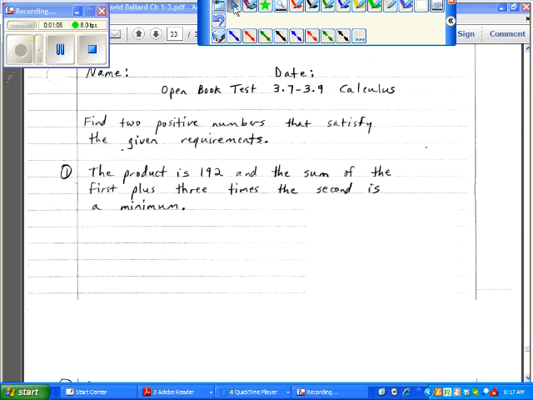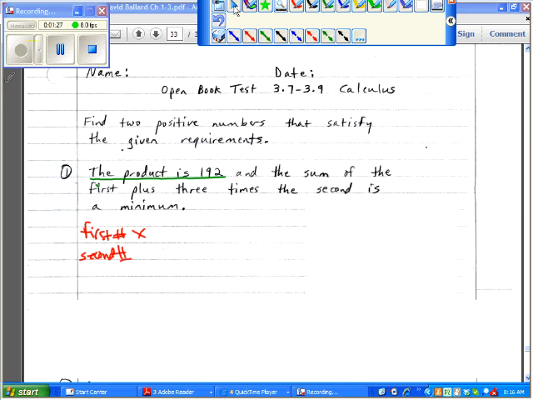It says find two positive numbers that satisfy the given requirements. It says that the product is 192. So we're just going to assign variables to them. We're just going to call one of them the first number, and we'll call that x, and we're going to call the second one the second number, and we'll call the second number y. It says that their product is 192, which means that x times y is 192.